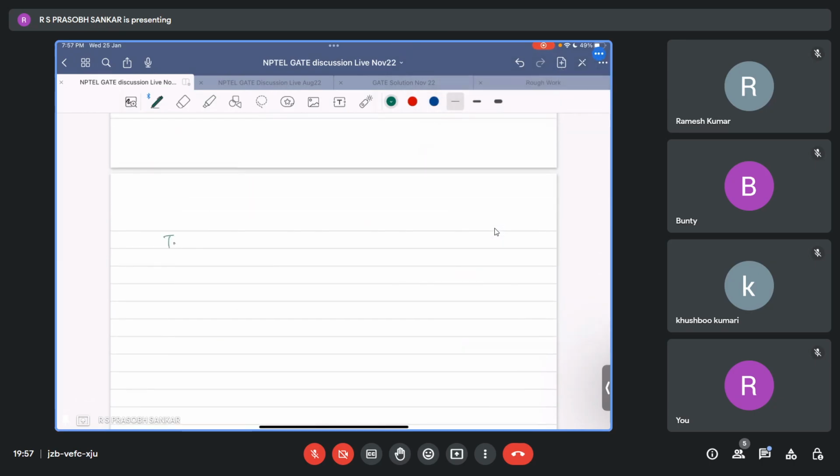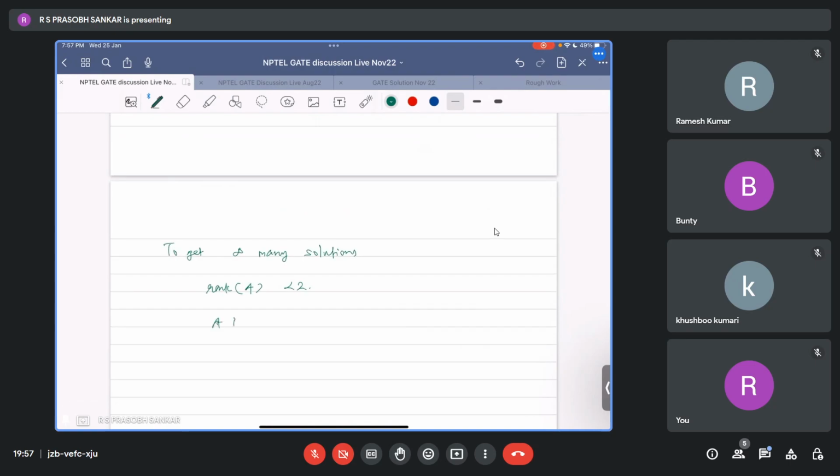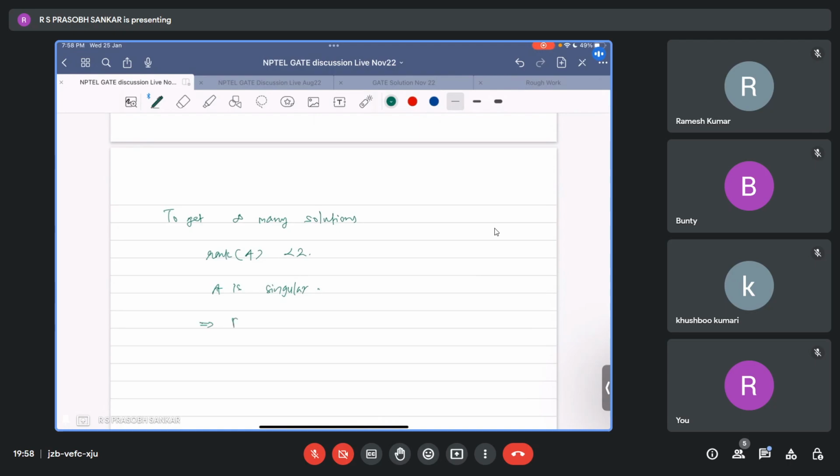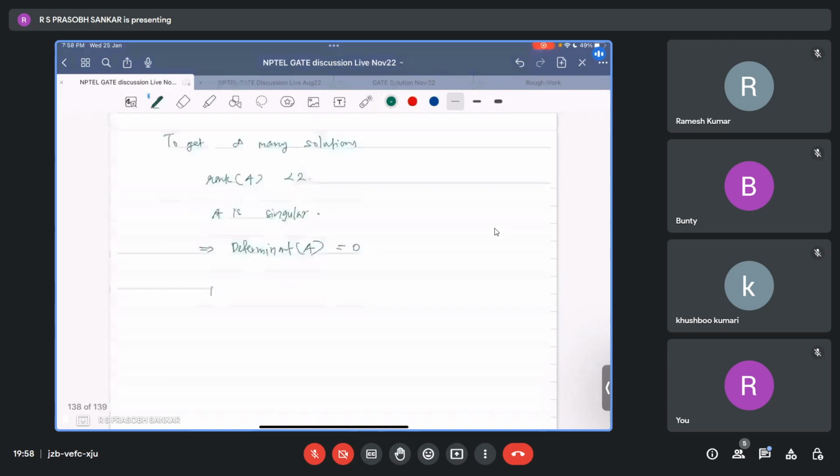That's sufficient. What it means is that to get infinitely many solutions, the rank of A should be less than 2. In other words, A is singular. A 2 cross 2 matrix having rank less than 2 means it's a singular matrix. This means that the determinant of A should be 0. Let us compute that first.